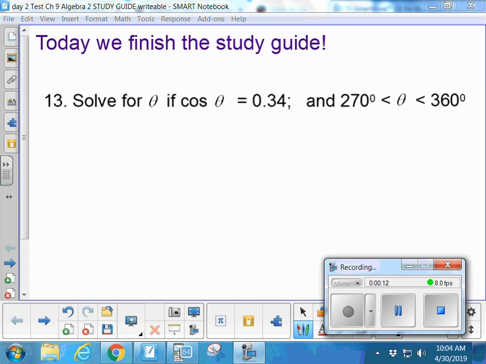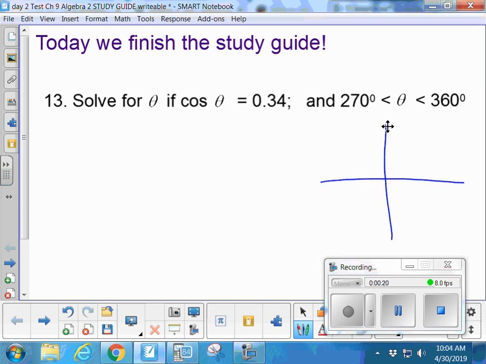So number 13, we're going to solve for theta if cosine theta is 0.34, but we'll need to make sure theta is living between 270 and 360. I guarantee the answer the calculator gives us won't be in that quadrant. Normally the calculator only gives you answers in quadrant 1 or 2, so we'll have to do some reflecting.